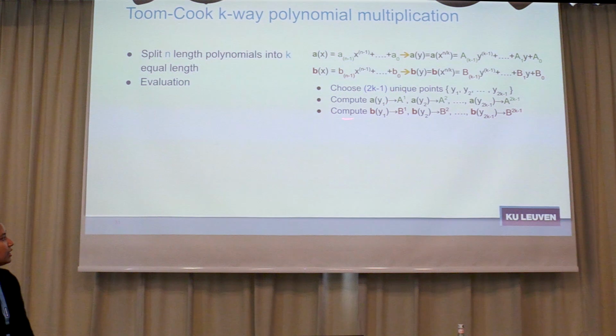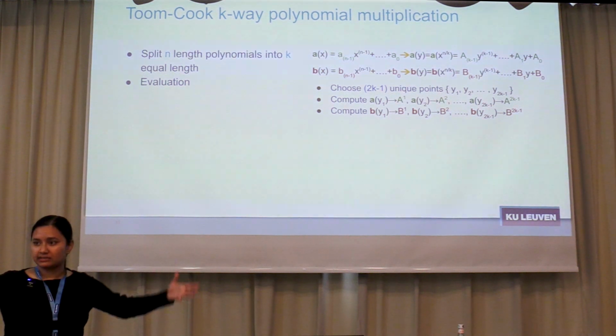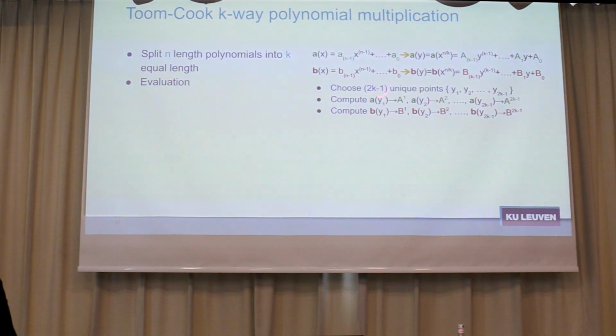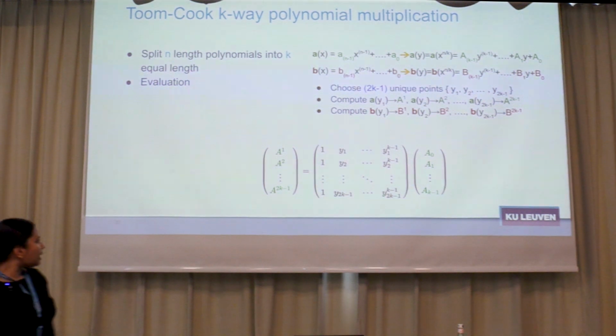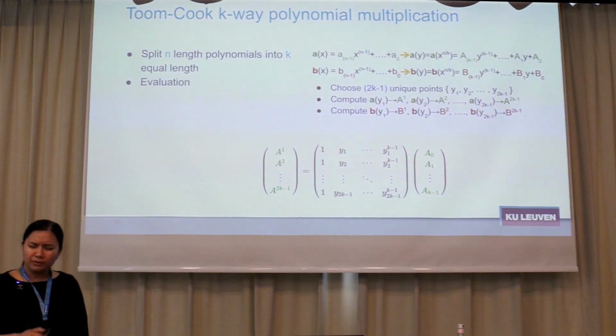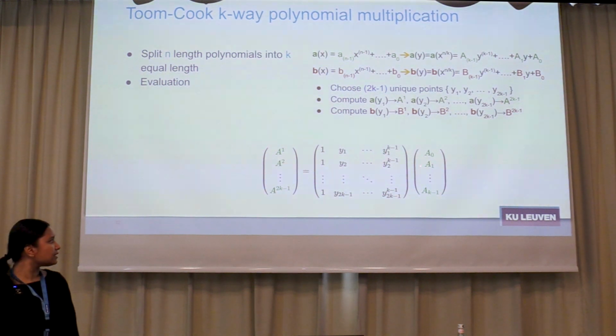Okay, we have 2k minus 1 points. We would need those because we want to do a polynomial multiplication and it increases the length. And then we find out what the coefficient representation would be if we put in these 2k minus 1 points. That is what we do during evaluation, okay? And evaluation is a matrix-vector multiplication. It looks like this.